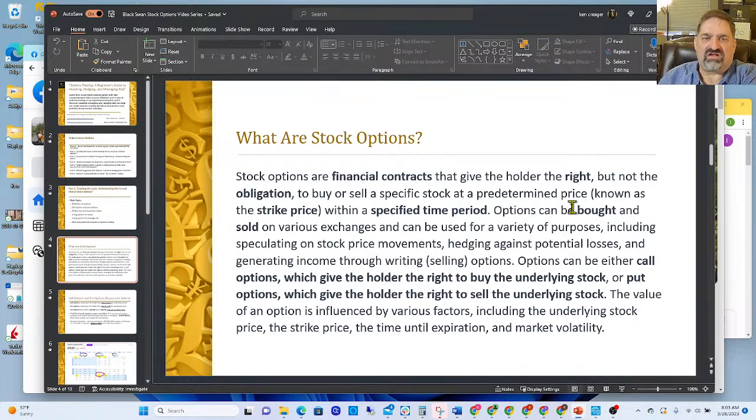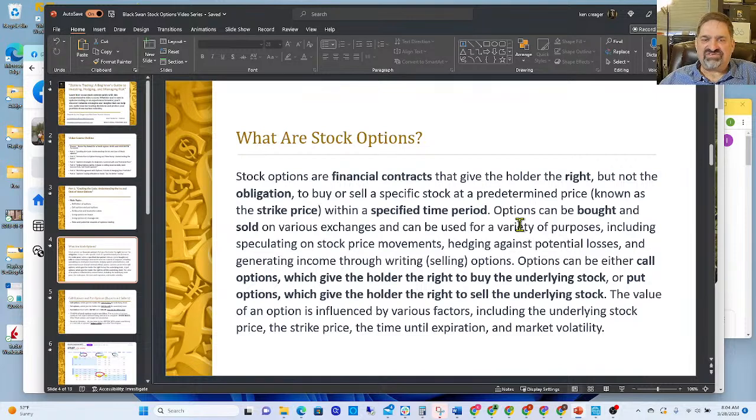So what are stock options? It's interesting. They have been around for quite a while, and they're a financial contract. They were actually designed to help money managers, to help people hedge or protect their investments. It's risk management. It's kind of like insurance, at least the way that they were originally designed.